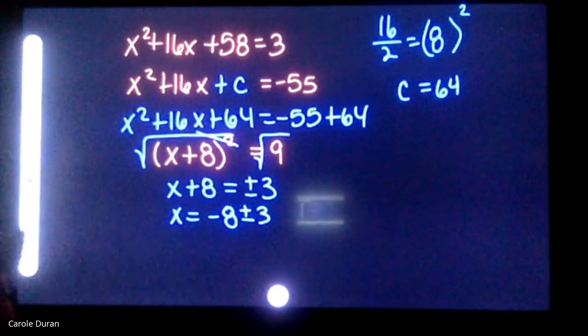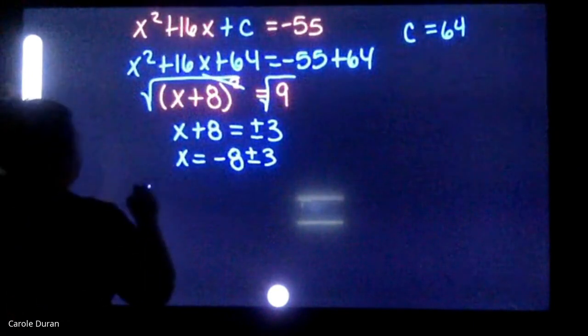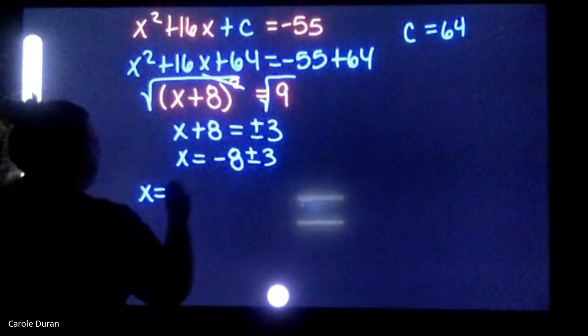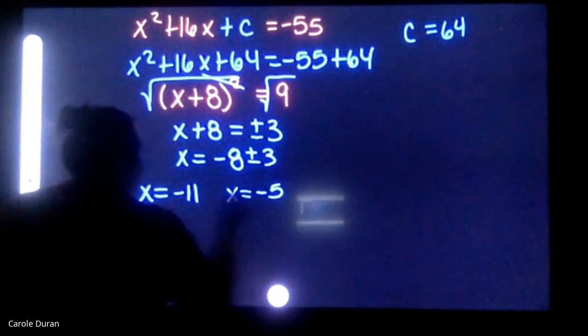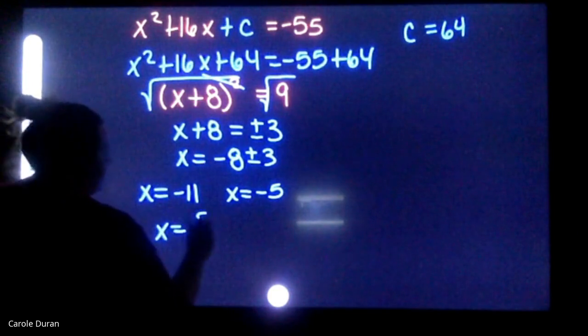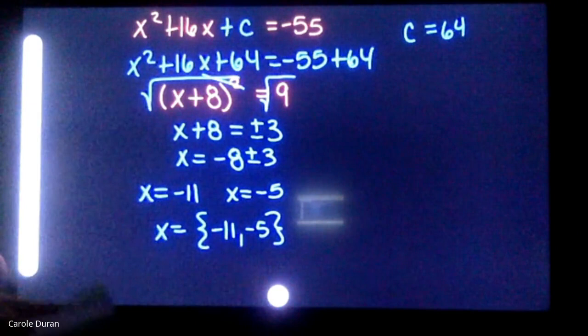Then, of course, I have negative 8 plus 3 and negative 8 minus 3. I split it up into two problems. Negative 8 minus 3 is negative 11. Negative 8 plus 3 is negative 5. So my two solutions are negative 11 and negative 5.